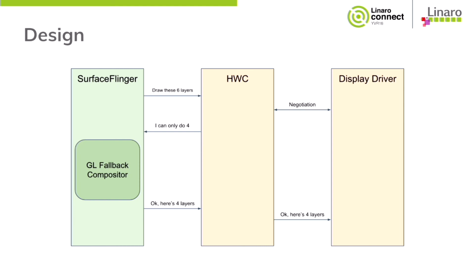to work is that Surface Flinger passes some number of layers, say 6 or something like that, to the HardwareComposer. The HardwareComposer then talks to the display driver and comes back and says, no, I can only do 4. And so then Surface Flinger will composite that down to just 4 layers and pass that through, and then the HardwareComposer will pass that to the display driver. And that's sort of how it's supposed to work.